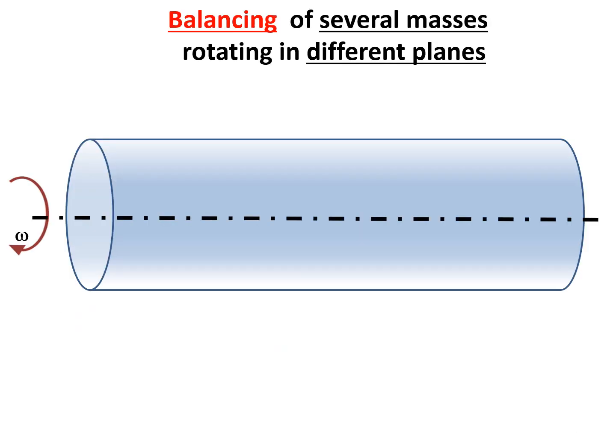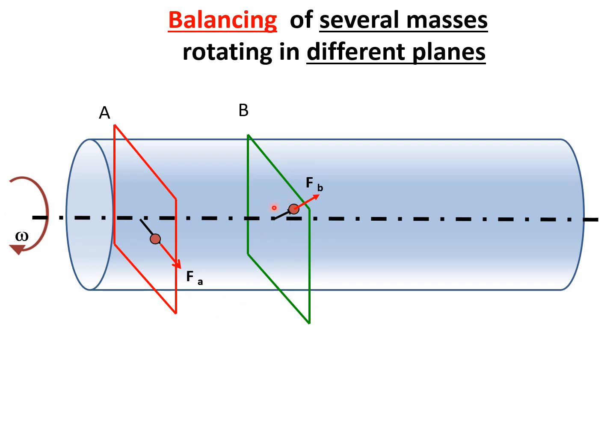So let's try to understand how we can mathematically deal with the problem. Let us say this is a shaft. On this shaft, let us assume that there is one unbalanced mass A in a plane A. Let us say that it is generating the force Fa.